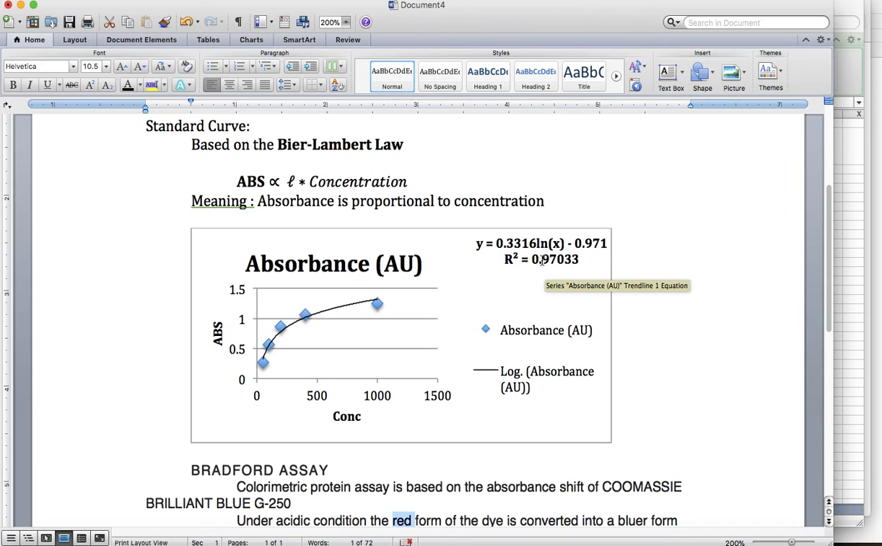A -1 would show a negative correlation, and a +1 would show a positive correlation. And the closer you get to 0, the less correlation you have.